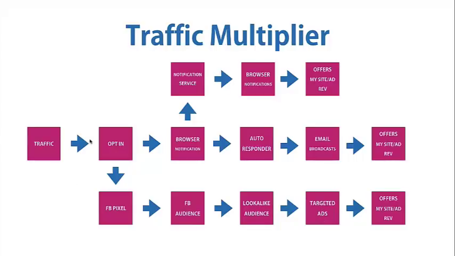So 100% of the traffic that you send to that initial page, you will be able to utilize, whether or not they opt in to the browser notifications, whether they opt into the email, you're also going to have this Facebook pixel. But what finishes off the system is that wherever you go from this triple threat approach, you're going to be able to send them to offers. You're going to be able to send them to your own website.